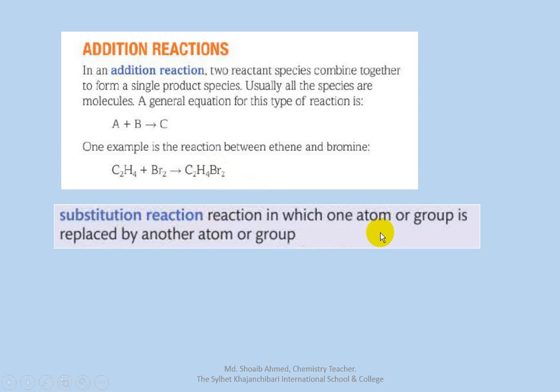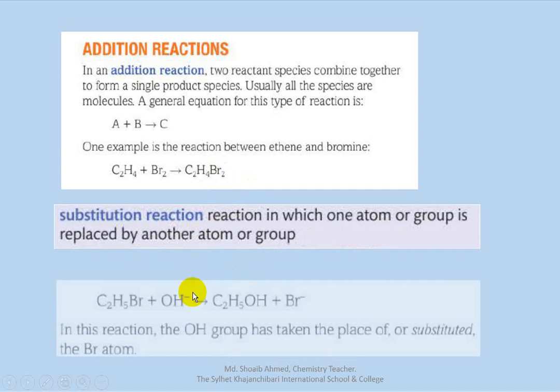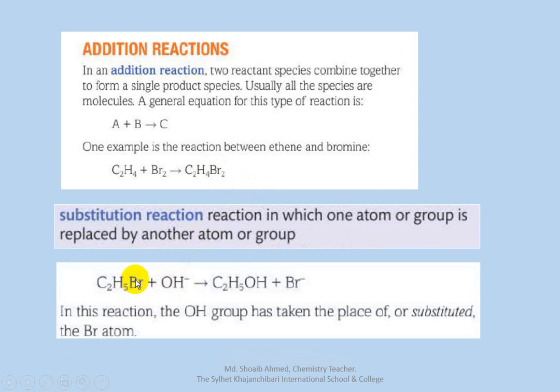Substitution reaction: one atom or group of atoms is replaced by another atom or group of atoms. Like here, OH replaces bromine and takes its position, and bromine comes out. In this reaction, the OH group takes the place of, or substitutes, the bromine atom. This is the substitution reaction. Like in a football match, one player goes out and another player enters that position.